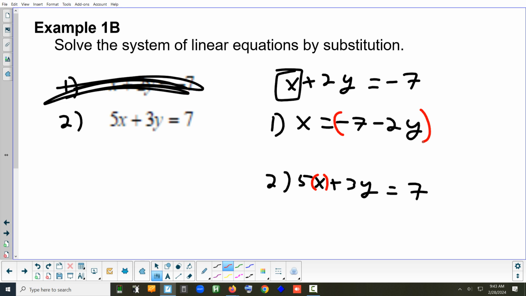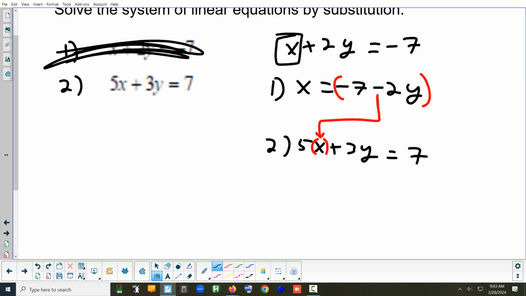So that's the important thing. x equals -7 minus 2y. Where is this -7 minus 2y going to go? In the number 2 parentheses. Yep, for which letter? For x. Yep, right there. Because it tells you x equals, and they give you a formula. So plug that formula in for the x in the bottom.